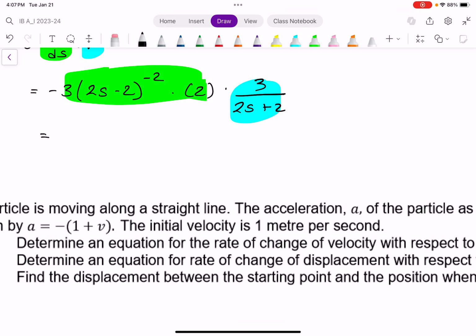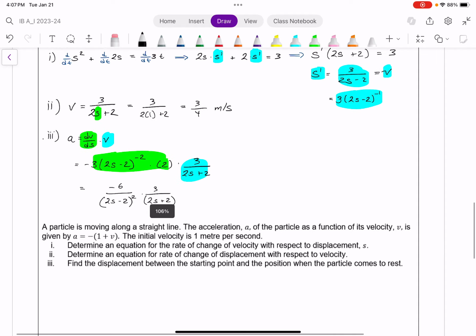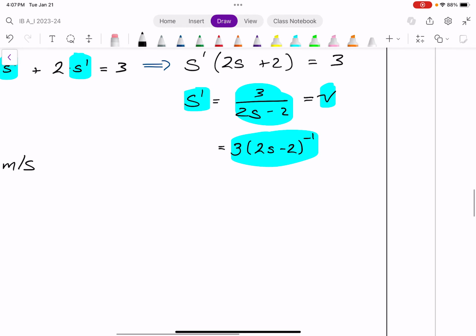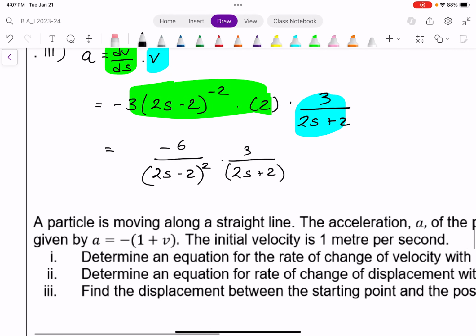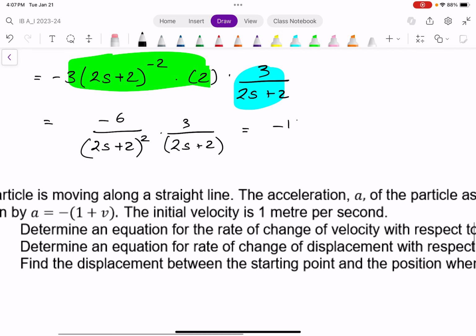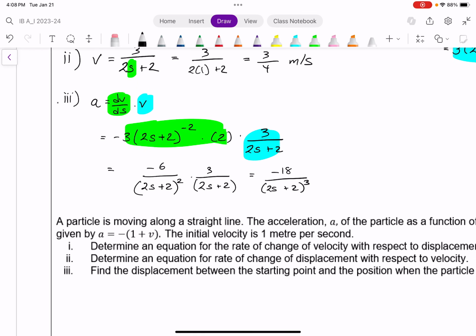Everything you see highlighted in green is the same as negative 6 over (2s minus 2) squared times 3 over (2s plus 2). Oh, I have a minus 2. You probably hate it when I do stuff like this. I hate it too, trust me. I don't know where that became a minus. It just did. Now it's not. And so this should be a plus. That should be a plus. And then I have negative 18 in my numerator, and I have (2s plus 2) to the power of 3 in my denominator. So that's the function for acceleration as a function of displacement.